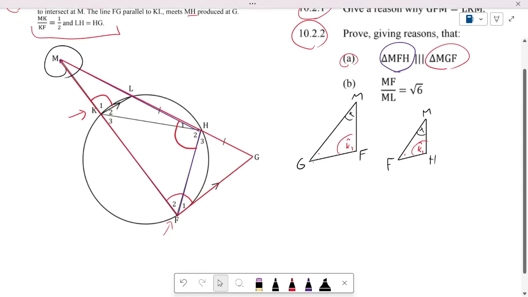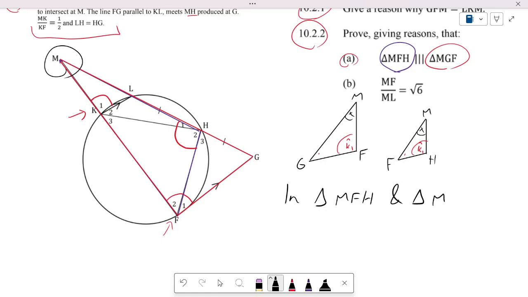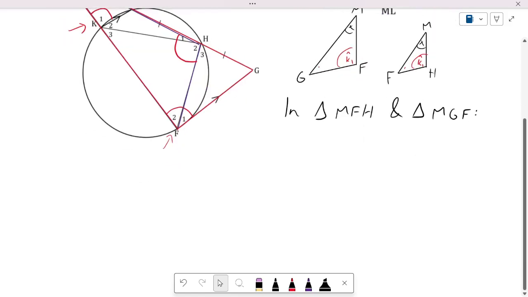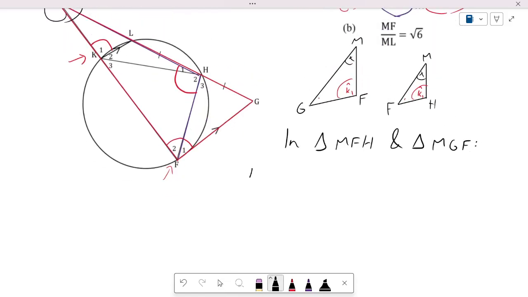So the first part of the proof will be that we're going to state in which triangles we're working with. So in triangle MFH and triangle MGF. And now we are going to show over here what were the first things that we have proven, right? So number one is that angle M is equal to angle M, because remember that they are common angles, right?